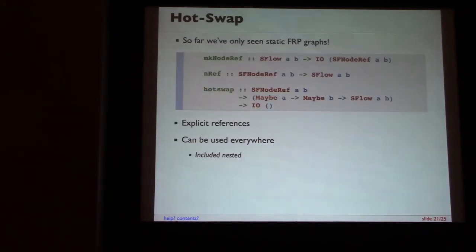First of all, we've got explicit reference to pieces of the graph. So given a piece of signal flow, I can, with make node ref, get an explicit node reference. And then I can go back from a node reference to signal flow. These are not inverses though. When I call nref, this signal flow that I get back still contains the reference to this particular ref. And so when I alter that ref, this signal flow, wherever it is, also is altered.